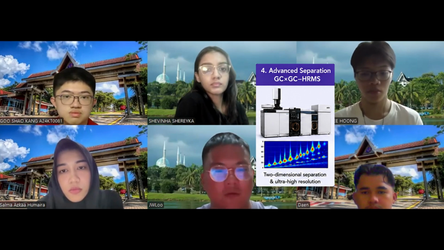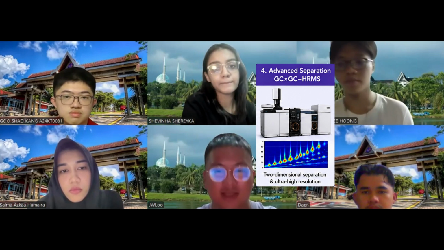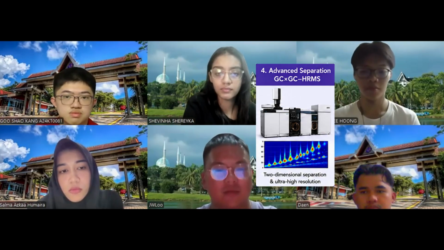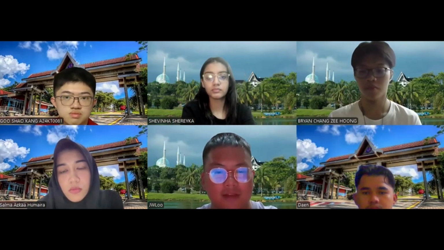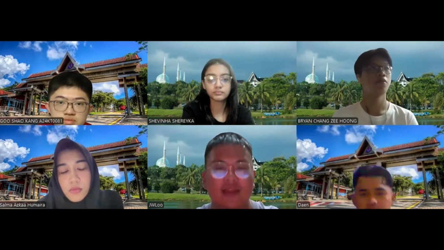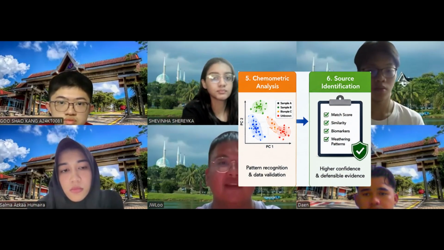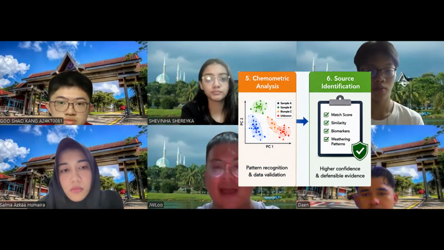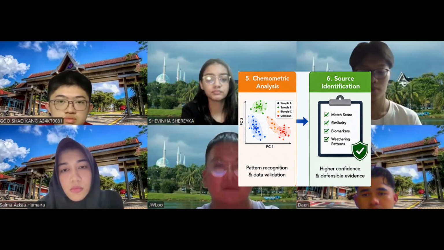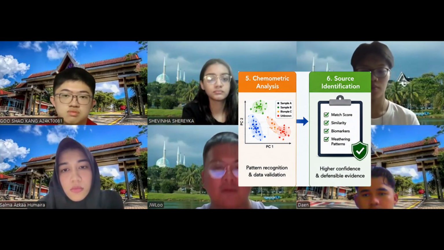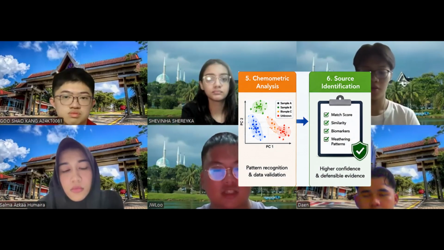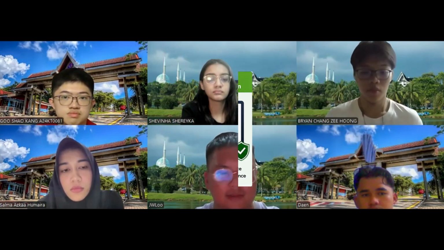This also allows for better compound separation and identification, especially when overlapping peaks occur in the GC-MS. In addition, statistical tools, for example, chemometrics, play a very vital role in validating results by comparing large datasets and also identifying patterns that may not be visible through manual interpretation. By integrating these approaches, scientists can achieve higher confidence in source identification, reduce uncertainty, and most importantly, produce more defensible forensic evidence. What have you guys thought about that?